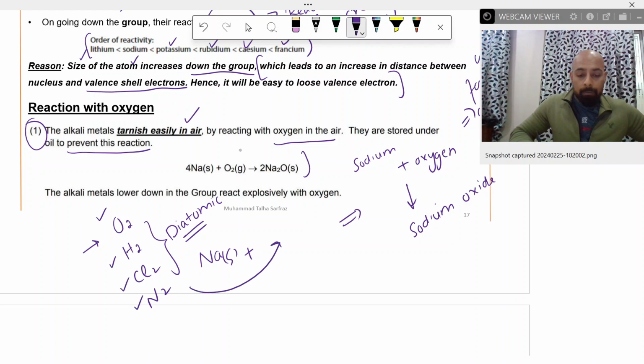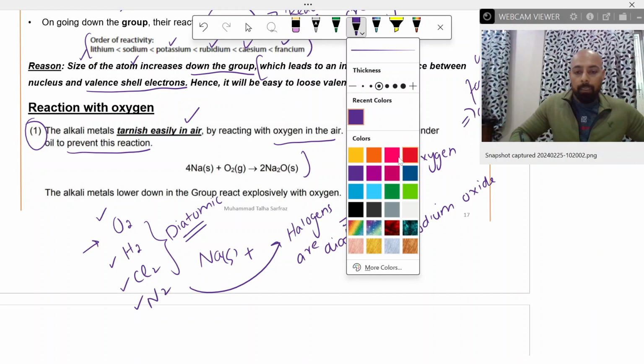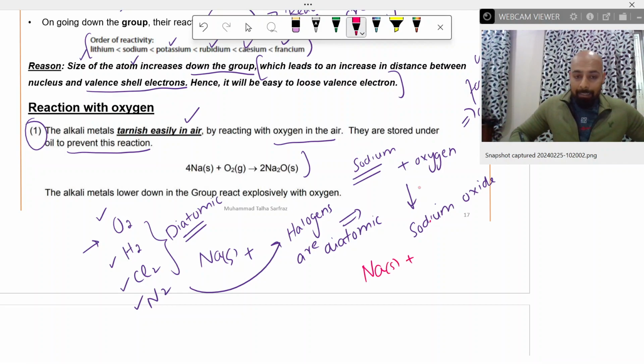And apart from this, all the halogens are diatomic. सारे के सारे halogens जो होते हैं, they are basically diatomic in nature. ठीक है? So sodium, Na. Let me change the color of the pen for you, that way it will be easy to differentiate what I have written. ठीक है? So sodium solid plus oxygen gas, which is O2, अभी हमने देखा, it's a gas in nature, and they will react together to produce sodium oxide.